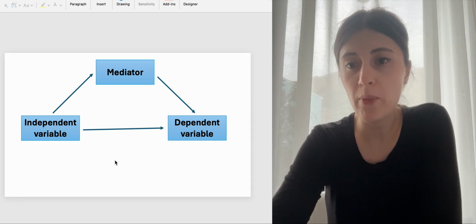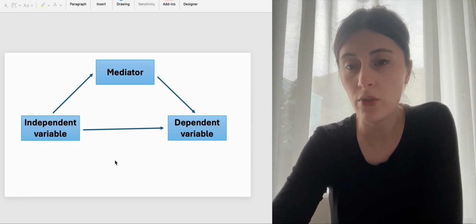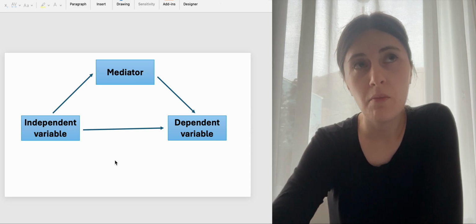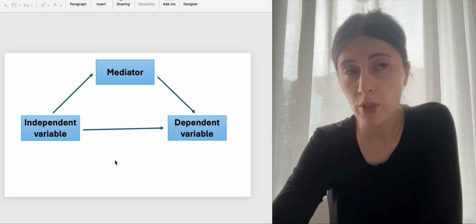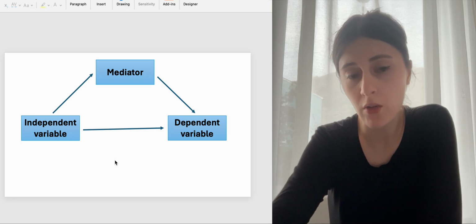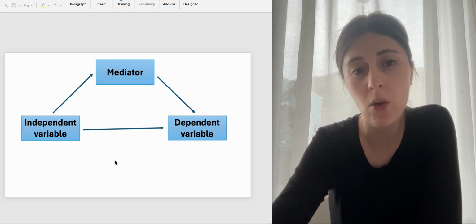I'll be talking about mediation analysis in psychological research. I'll talk about what mediation is, why it is important to us, how we can conduct mediation analysis, what kind of software we might use, and how we report the results.